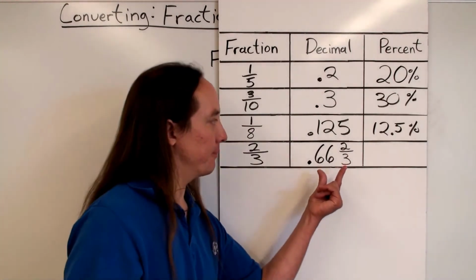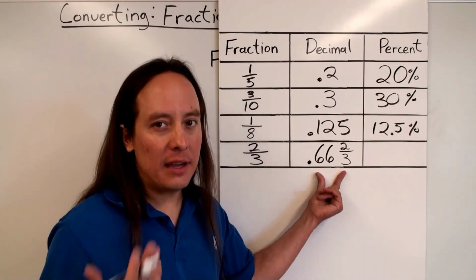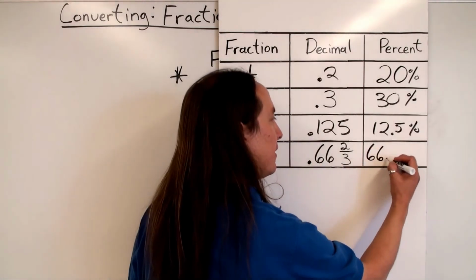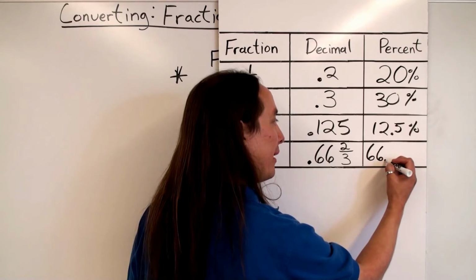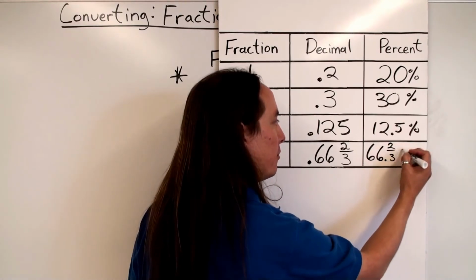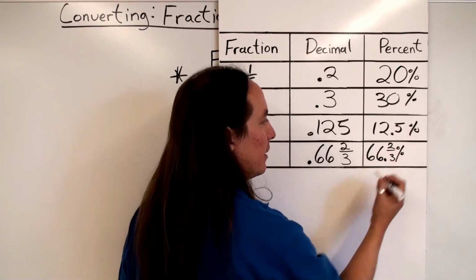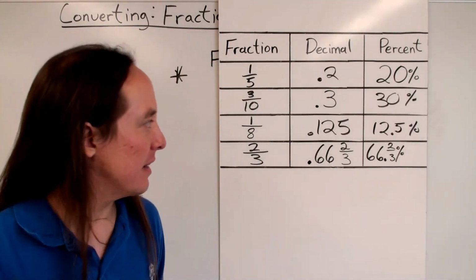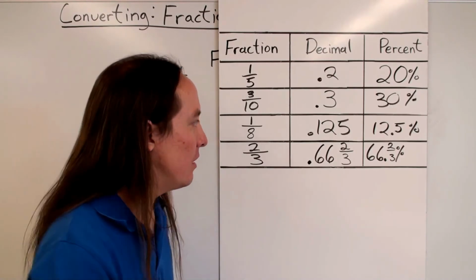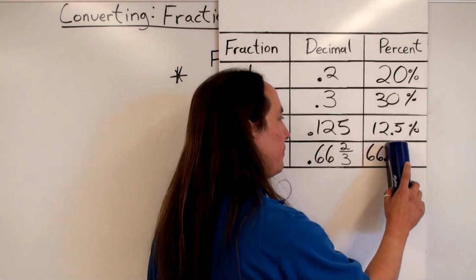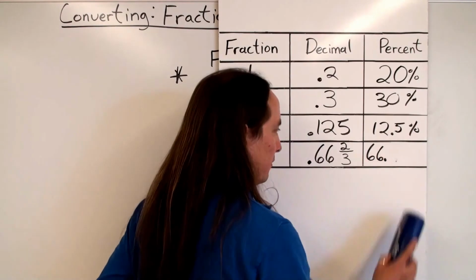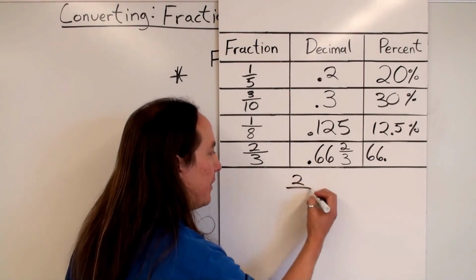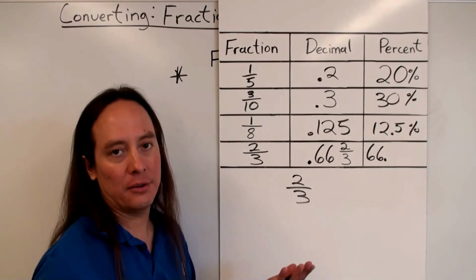Okay, now to convert this to a percent, the easiest way is just to move the decimal 2 to the right, which would give us 66 2/3%, right? But I still don't like looking at the fraction, personally. I mean, that's right, but it just kind of looks a little messy, I think, right? So I'm going to go ahead and change that. I'll do it right down here. It's just taking that 2/3 and converting it into a decimal.